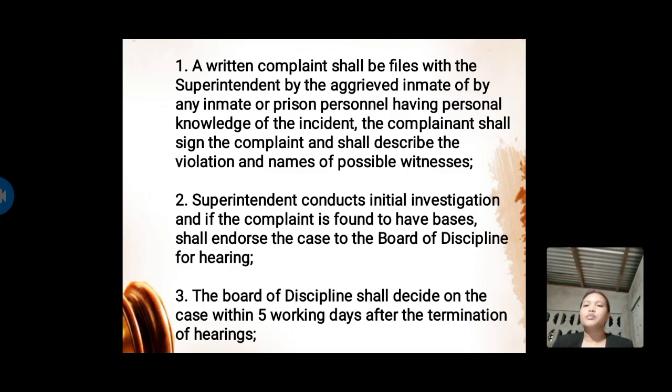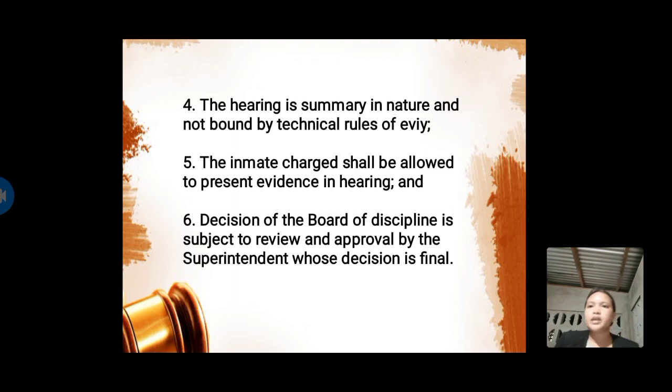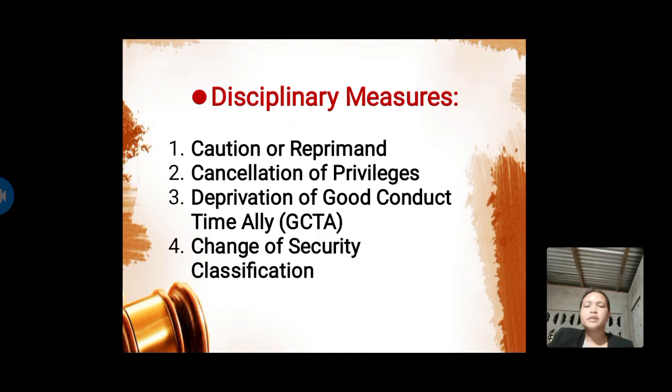Third, the Board of Discipline shall decide on the case within 5 working days after the termination of hearings. Next, the hearing is summary in nature and not bound by technical rules. Next, the inmate charged shall be allowed to present evidence in the hearing. And lastly, the decision of the Board of Discipline is subject to review and approval by the superintendent, whose decision is final.